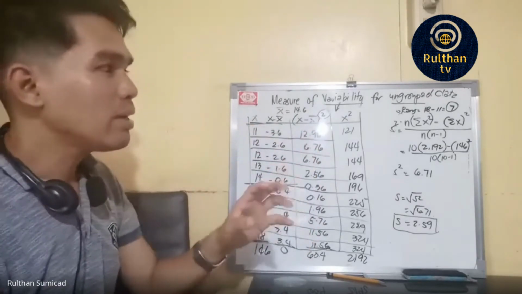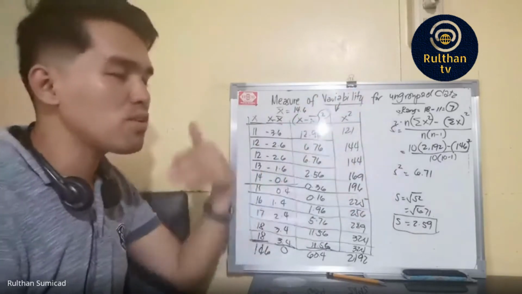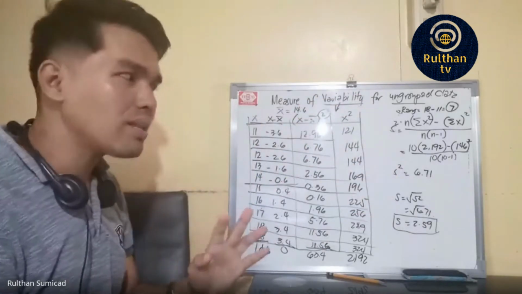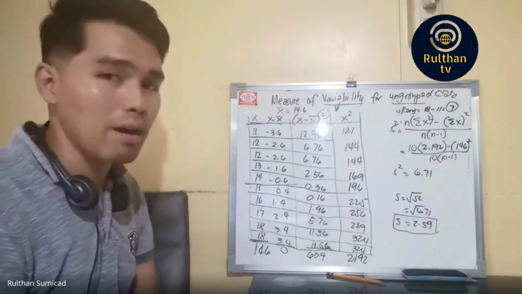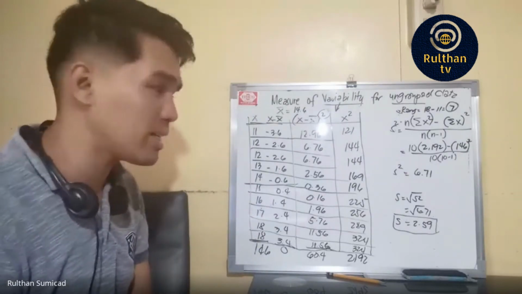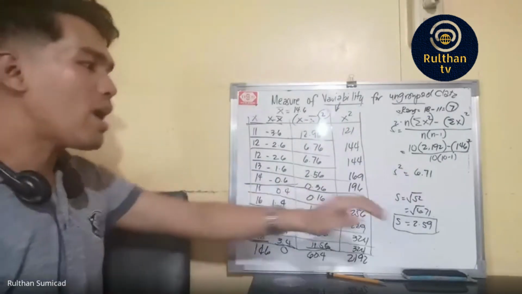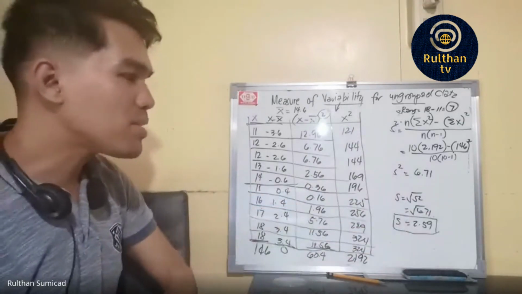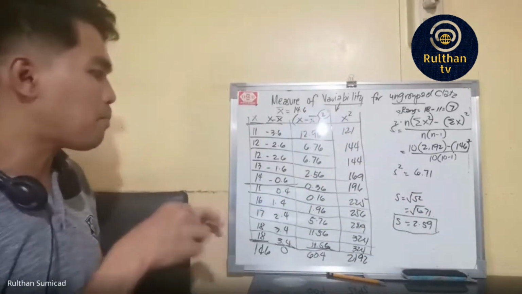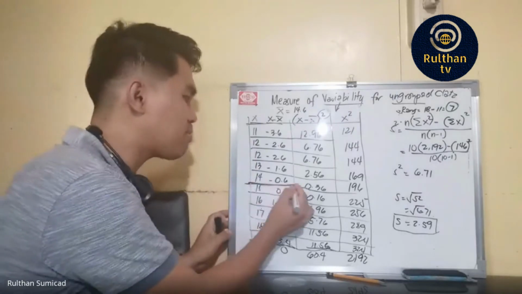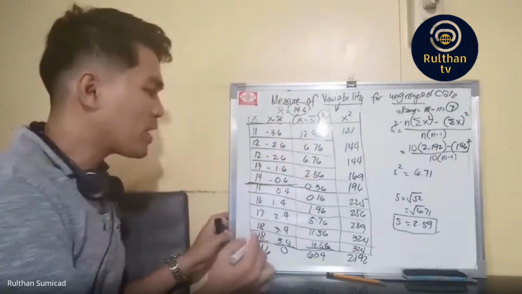But either way, whether you use this method or the previous one, it's up to you. I guarantee that you will still arrive at the same answer. That's one thing that I can guarantee you. So again, how do we interpret this one? It means to say that if we're going to describe it, for example, if this value here is the mean, which is 14.6.